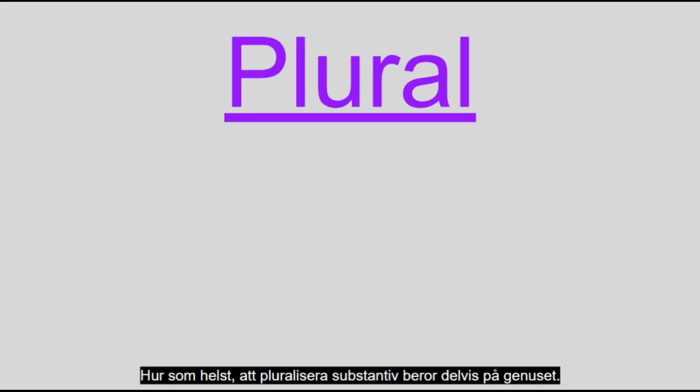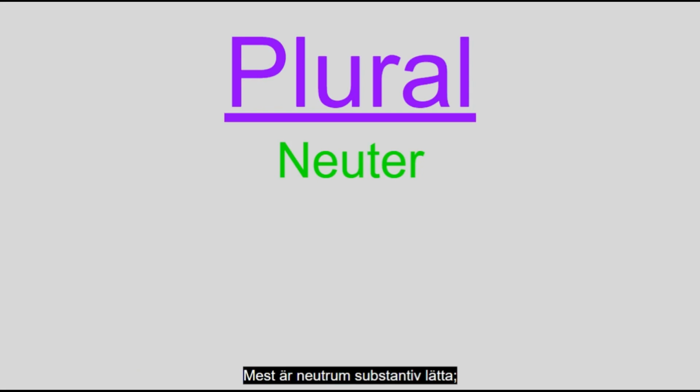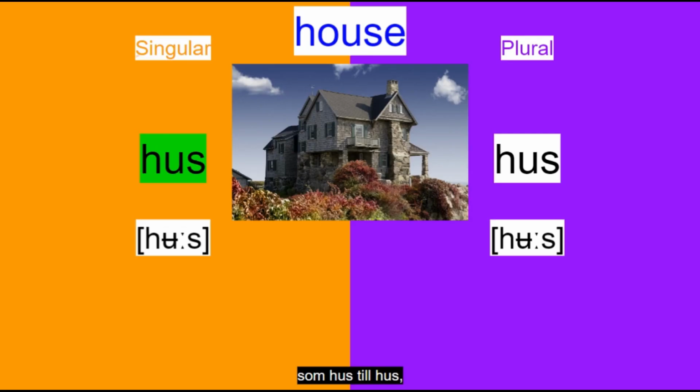Anyway, pluralizing nouns depends partly on the gender. Neuter nouns are mostly pretty easy, you just don't do anything to them, like hus to hus and morn to morn.